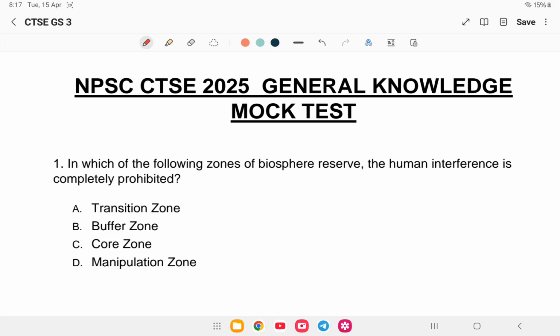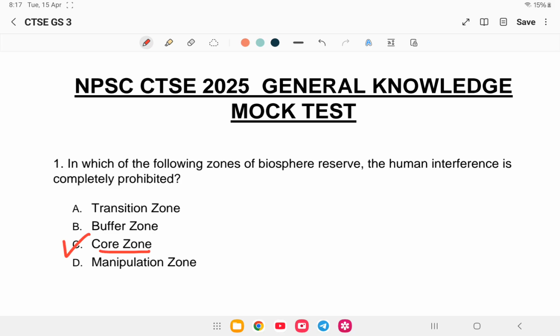First question, number 1: In which of the following zones of a biosphere reserve is human interference completely prohibited? Is it the transition zone, buffer zone, core zone, or manipulation zone? So the answer is what? Option number C, that is core zone.